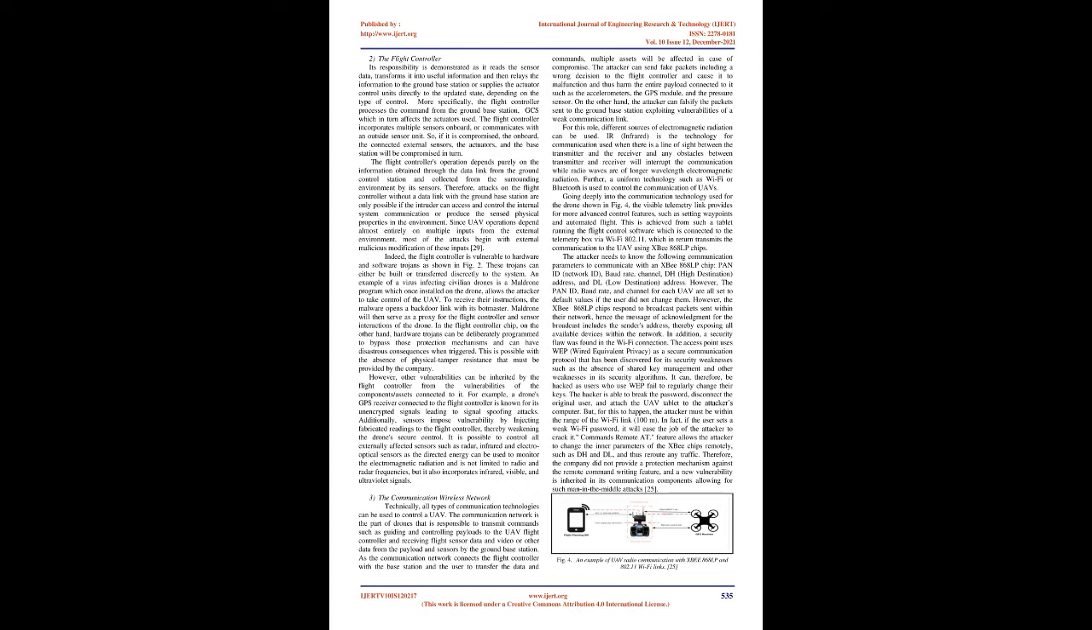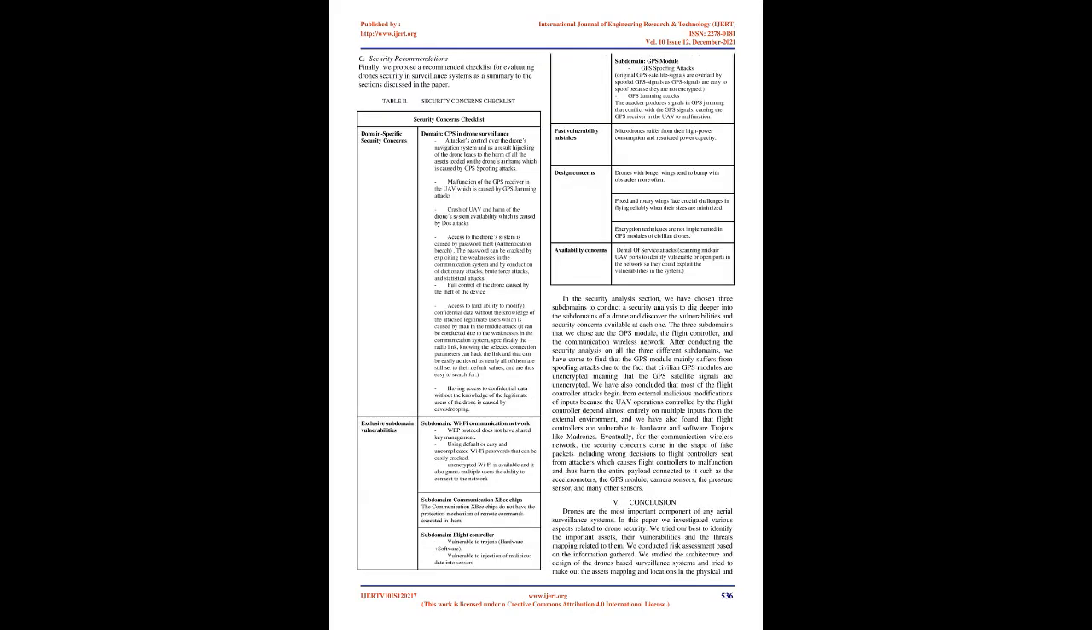For example, a drone's GPS receiver connected to the flight controller is known for its unencrypted signals, leading to signal spoofing attacks. Additionally, sensors impose vulnerability by injecting fabricated readings to the flight controller, thereby weakening the drone's secure control. It is possible to control all externally affected sensors such as radar, infrared and electro-optical sensors, as the directed energy can be used to monitor the electromagnetic radiation and is not limited to radio and radar frequencies, but it also incorporates infrared, visible, and ultraviolet signals.